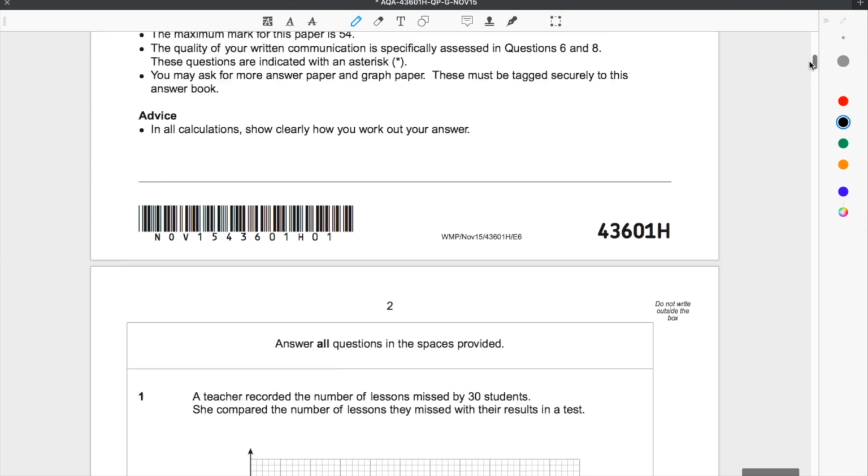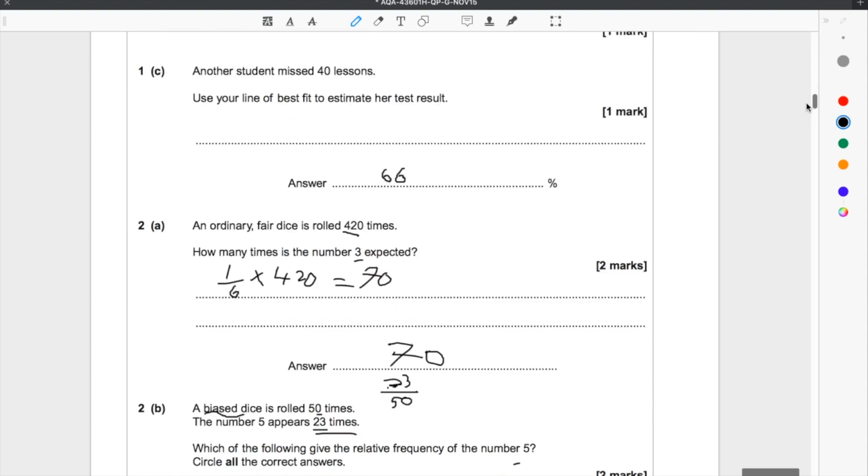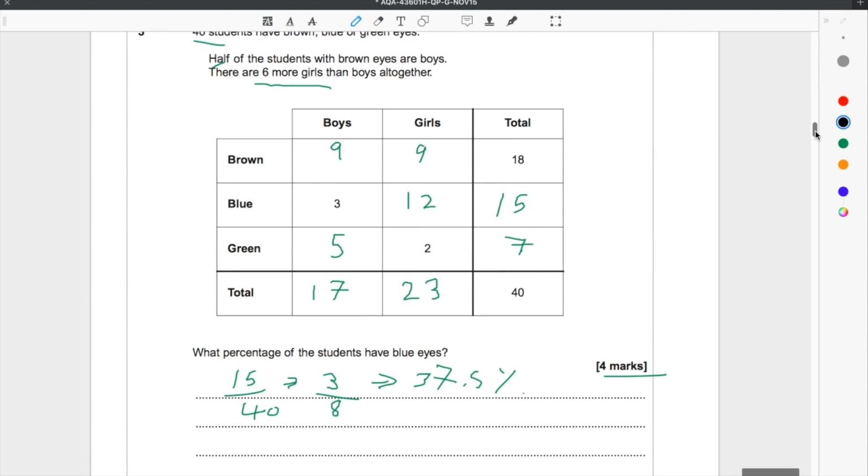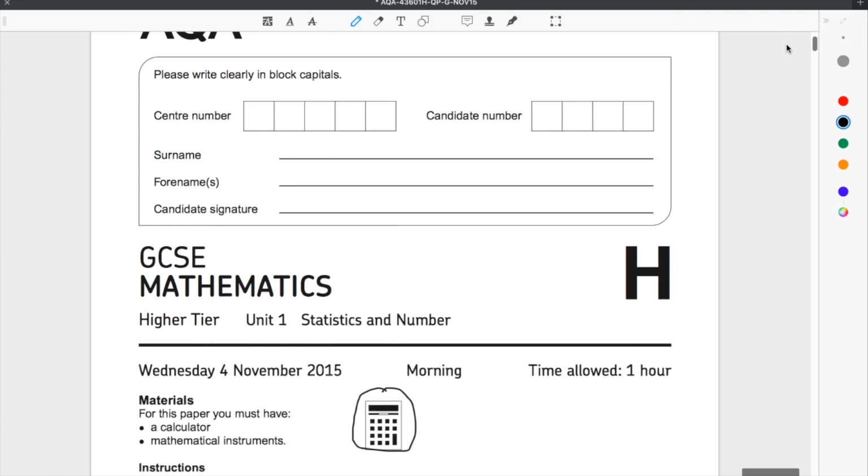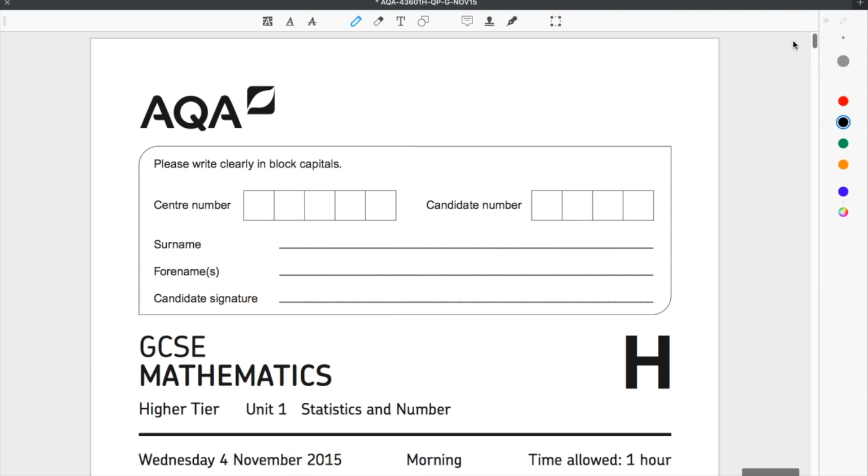So the key is to understand exactly how you should answer each type of question, and once you understand that, there's no reason you shouldn't be coming out with an A star in this exam. So this is Unit 1 for the higher tier. I will be going through 2 more videos on Unit 2 and 3 with the non-calculator and calculator.